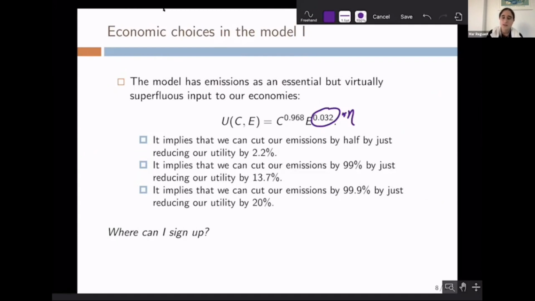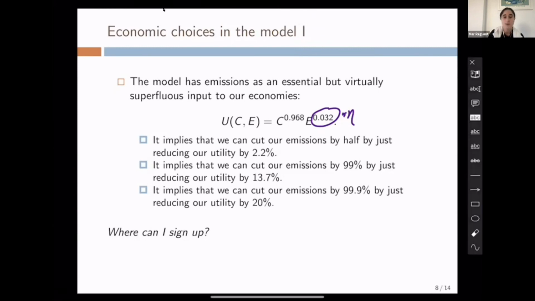It also implies that we can cut our emissions by 99% by just reducing our utility instantly by 13%. And it implies that we can cut our emissions by 99.9%. We can virtually decarbonize our economy immediately by only spending 20% of our utility. Honestly, this sounds great, and I wish we did live in that world, but we do not live in this world. So I am a bit concerned about the predictions of the model, because in this model, it's almost as if there is no climate change problem.